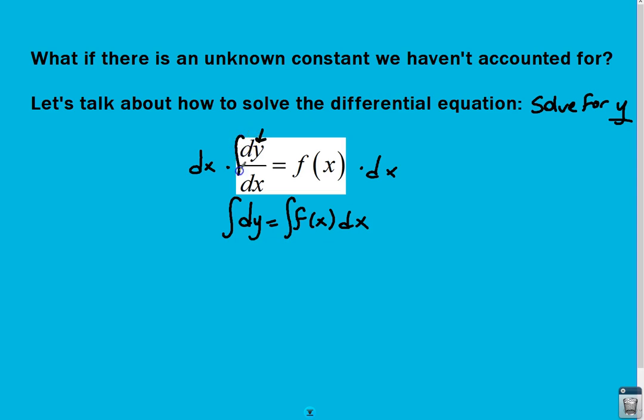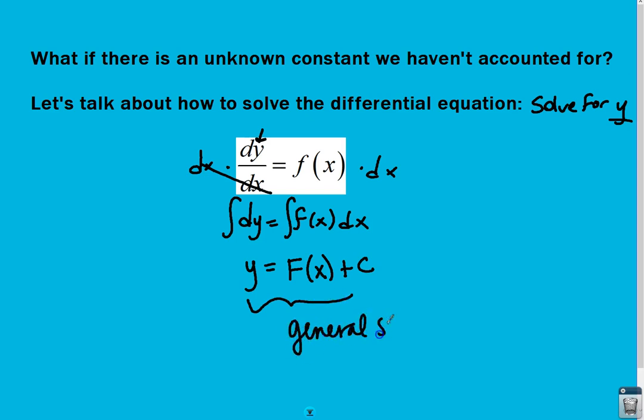So I can't integrate from here because I have too many variables on this side. Before I can integrate, I need to move the dx to the other side. It cancels there, so that way I just have the integral of dy and then f of x dx on the other side. Well, the antiderivative of dy is the function y, which is what we're looking for. The antiderivative of lowercase f of x with respect to x, we call that capital F of x plus c. So the antiderivative plus c. This is what we call our general solution.